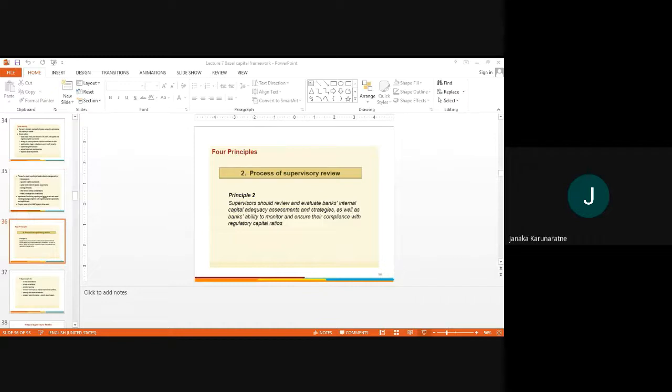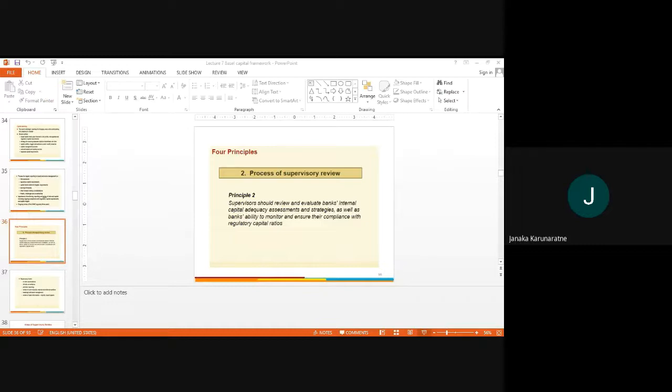The final principle under Pillar 2 is supervisory intervention. The supervisor should seek to intervene at an early stage to prevent capital from falling below the minimum levels required to support the risk characteristics of a particular bank, and should require rapid remedial action if capital is not maintained or restored. If you look at these 4 principles, 2 are directly the responsibility of the bank, that is principle 1 and principle 3. Principles 2 and 4 are the responsibility of the regulators or supervisors, the central banks, to intervene at an early stage to prevent capital from falling.